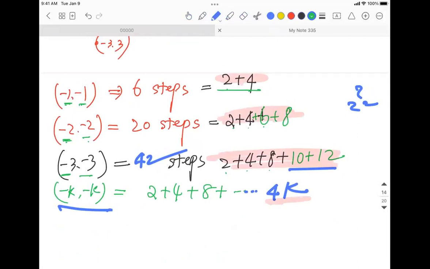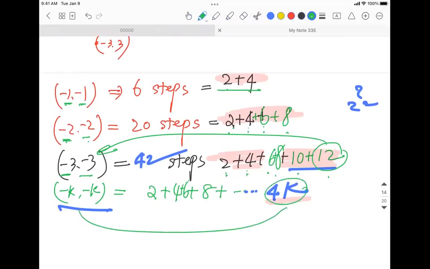Okay, so maybe I'm going to rewrite it here. This is not very clear. You always do the 2, 4, 6, 8, 10, all the even numbers, all the way you go to 4k. So this is going to be 2, 4, 6, 8, 10, 12. When are you going to stop? You're going to stop whenever you go to 4 times this coordinate.